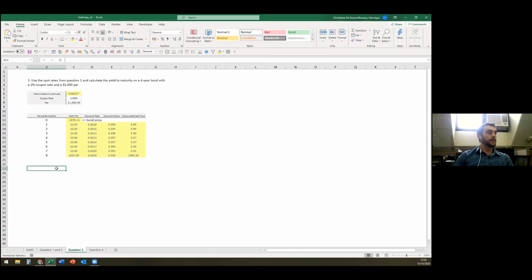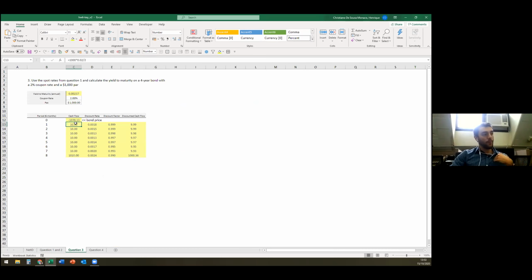Now for question 3, it is pretty much like we did on the last homework. So we gave you a $1,000 par bond with a 2% coupon rate, and ask you to calculate the yield to maturity, right, for this 4-year bond. First thing that you're always going to be doing is figuring out the future cash flows that you're going to be getting.